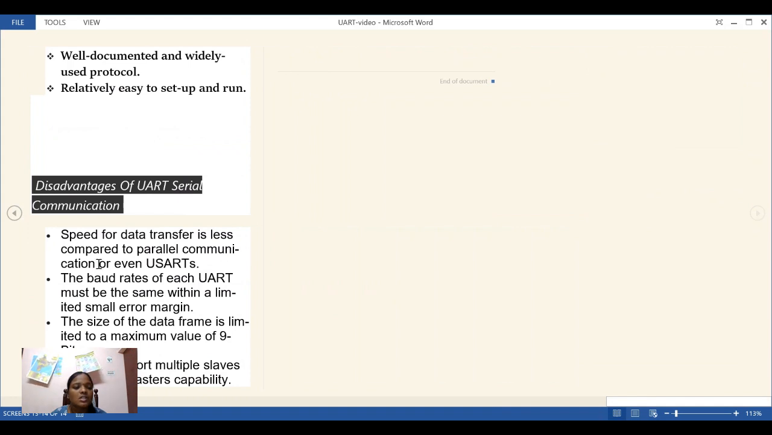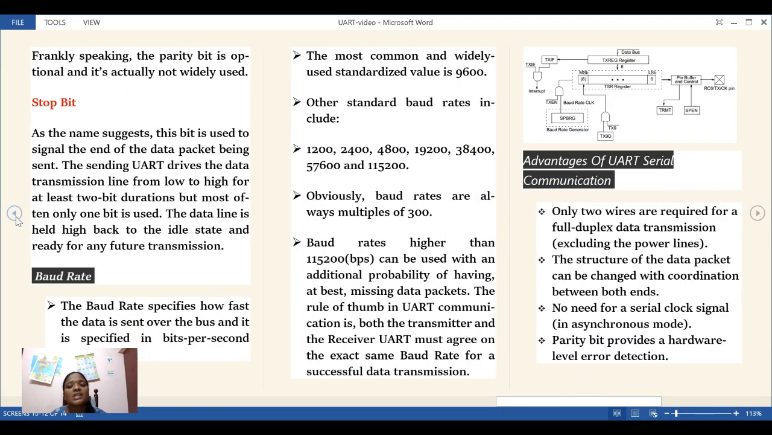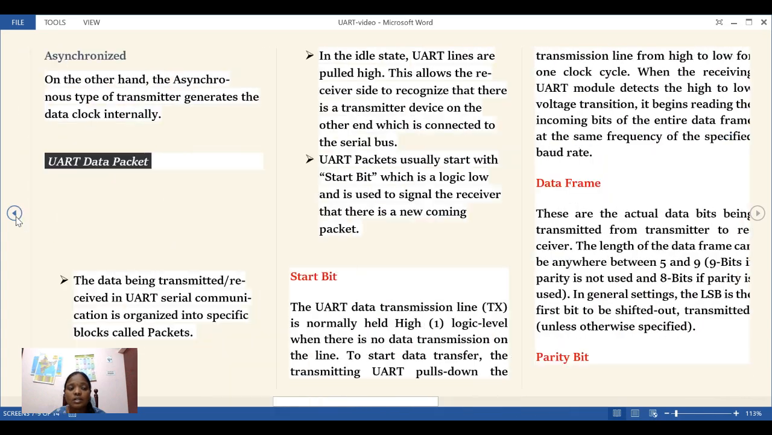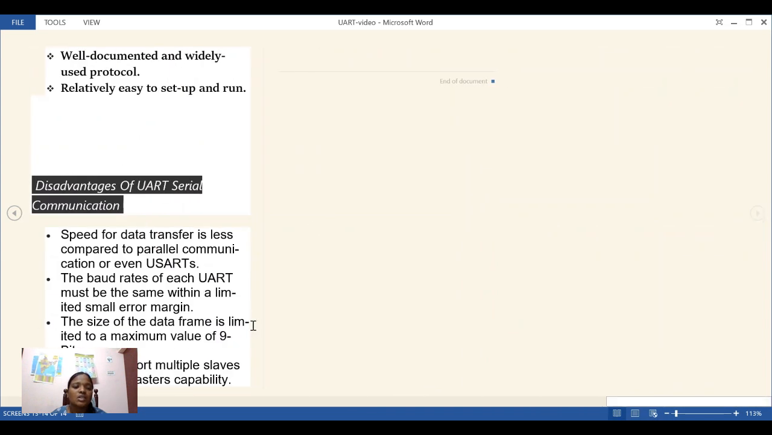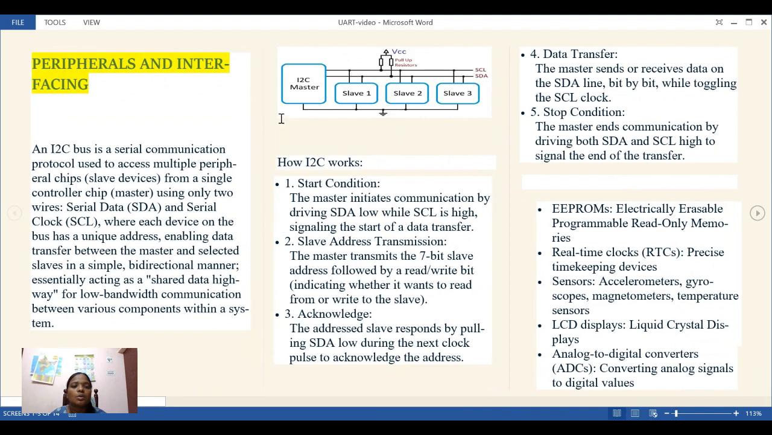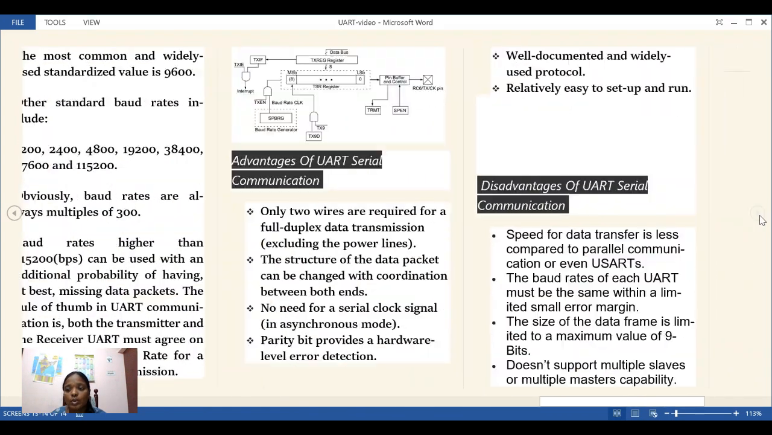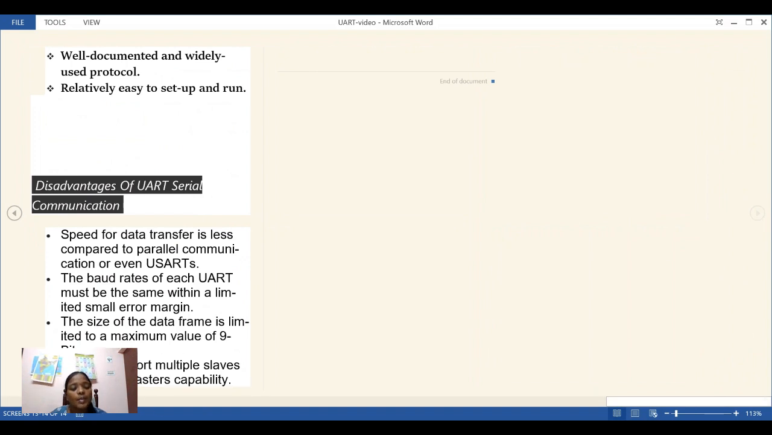And the speed of data transfer is less compared to parallel communication or even USARTs. UART and I2C are all serial communication, so the speed of data transfer is less here. And the last one is that it doesn't support multiple slaves or multiple masters capability. In I2C we saw that there is a master and three slaves. Usually there will be one master, but the slaves will be more, right? But here there is a limitation on masters and slaves also. So these are some of the disadvantages of UART serial communication.